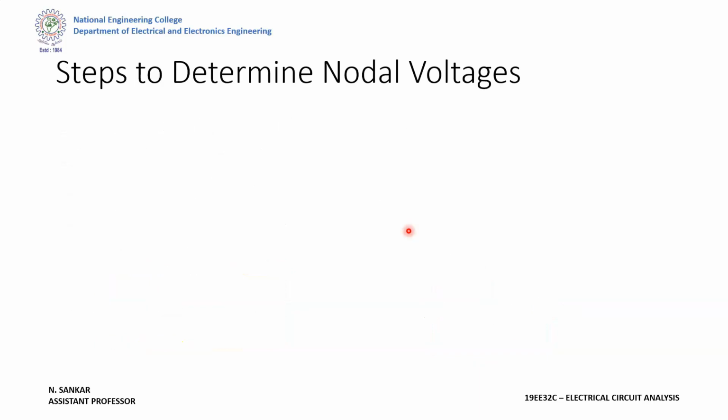So how to find nodal voltages? The first step is to select a node as a reference node. If you are given a circuit, then the first point is you have to select a node as the reference node.